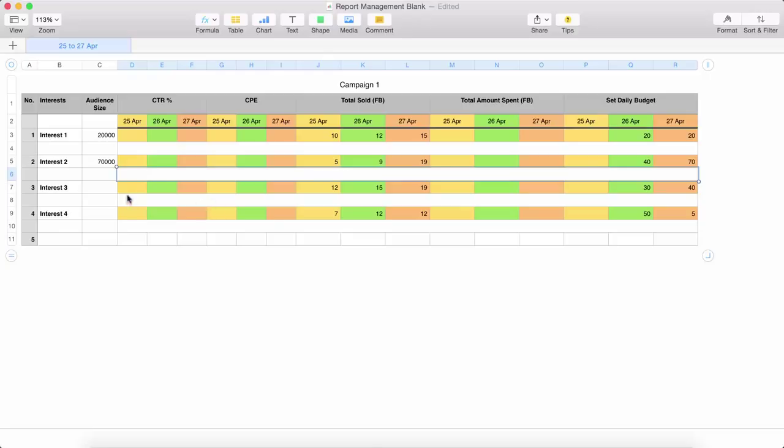The reason I set the maximum daily budget based on the audience size is that if you set too high a budget for a small interest, it will increase the frequency very fast and in turn will increase your CPE, your cost per engagement, in no time. So make sure you check the audience size when you're applying the scaling methods here.